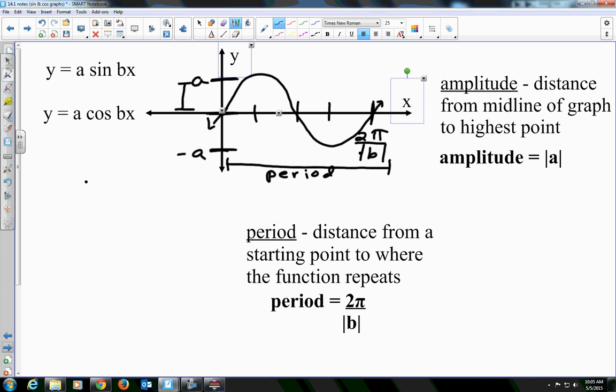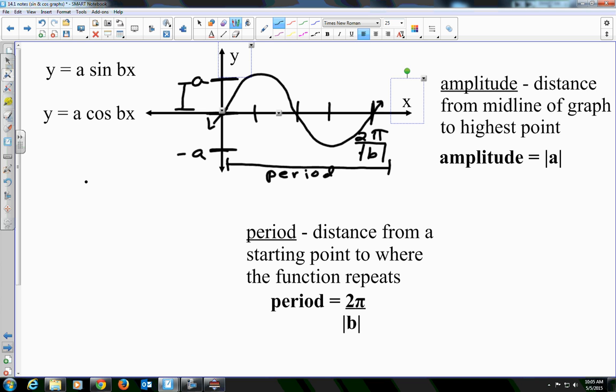Now, I want you to be a little bit careful. Remember the definitions as I have them here for your amplitude and period, because we're going to play with that tomorrow. We're going to be moving it up and down. So it's not just from the x-axis, it's from the midline of the graph. So I move that whole graph up and down. We're going to have fun with that.